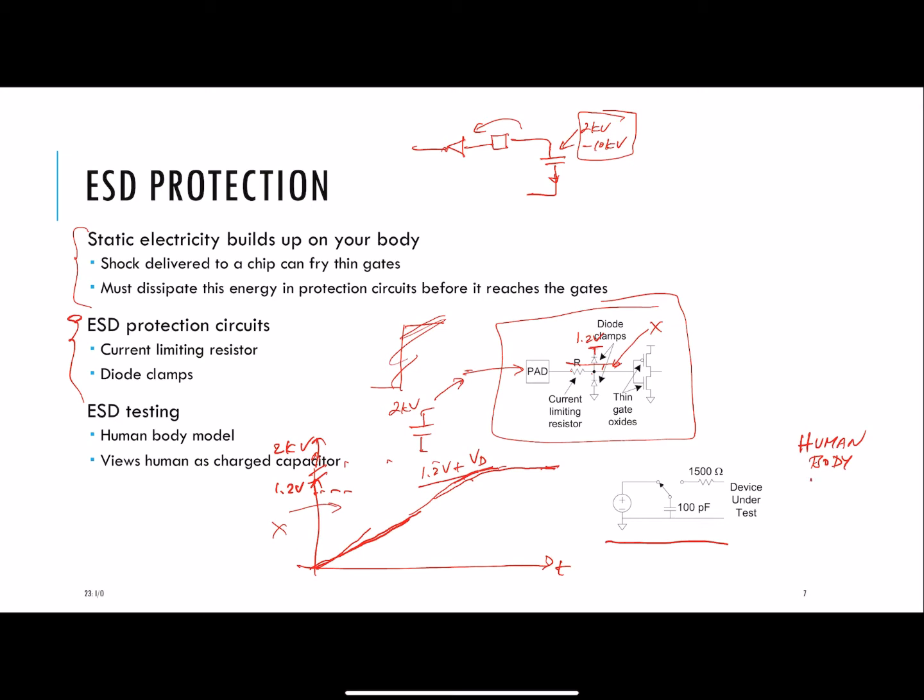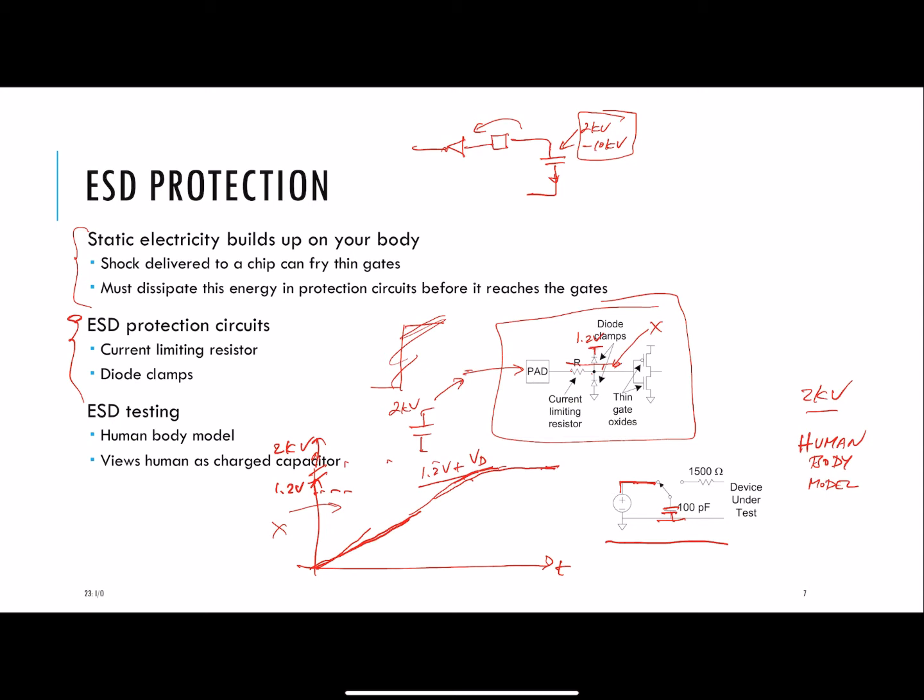But the human body model, it's basically you're taking your device to the lab and it's pretending like it's trying to simulate what would happen if it's a human that's touching this thing with the ESD discharge. And the way that test works is you charge up a 100 picofarad. These are all standards that, when you build a device, the customer says, I want this thing to be good to a 2000 volt. That's pretty typical human body model.